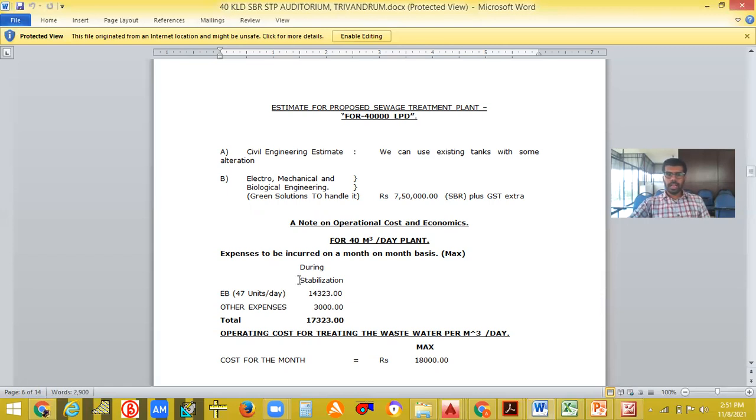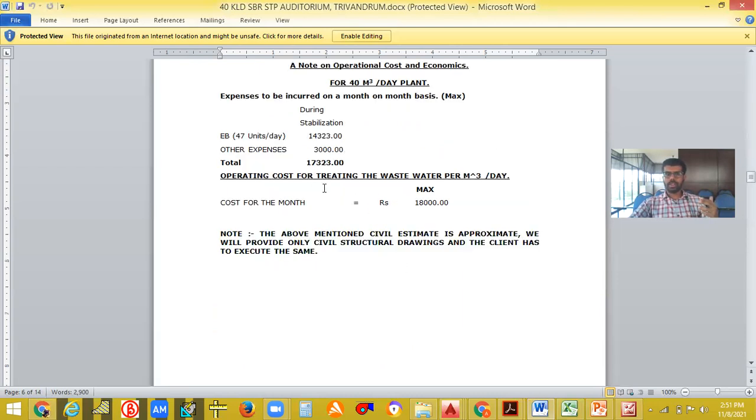Electricity bill 47 units per day. So for 40 kiloliter per day, we need electricity of 47 units per day. It costs almost 14,323, depending upon the month-to-month basis, in 1 month only. Other expenses 3,000. So a total of 17,323 rupees will be needed for the operational cost for each month. So the operation cost for treating the wastewater per meter cube per day.